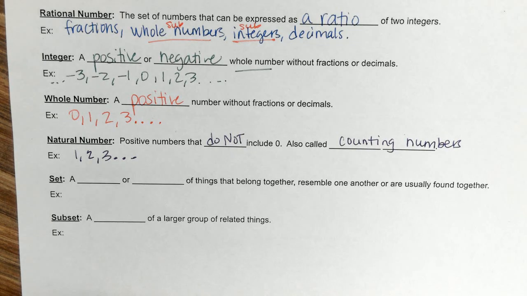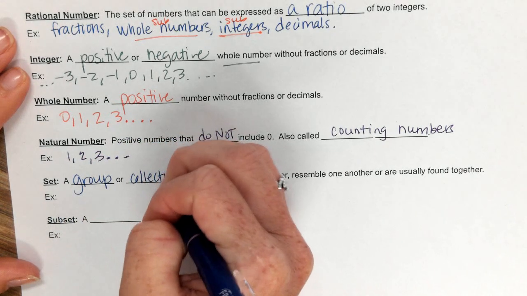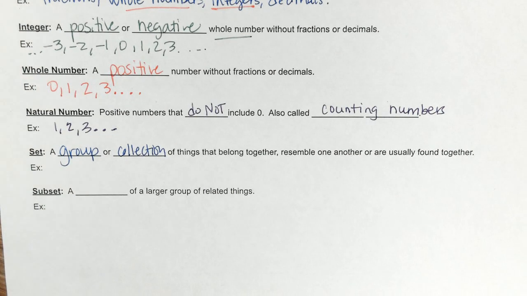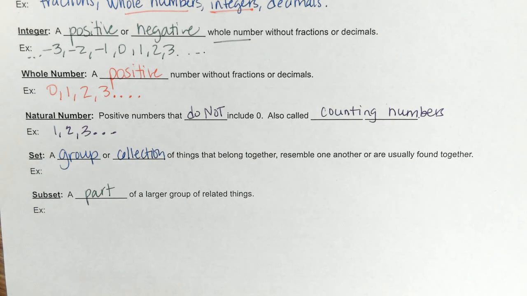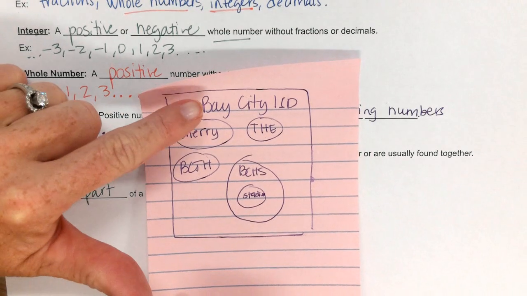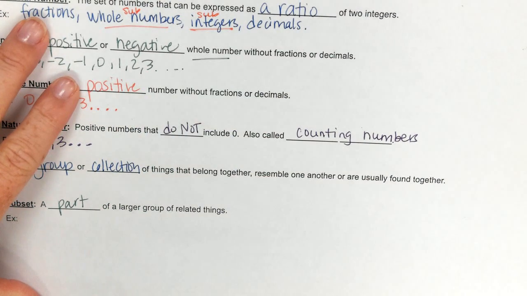And then we already went over what a set and a subset is, but let's just write it down. A set is a group or collection of things that belong together, resemble one another, or are usually found together. A subset is part of the larger group. So again, Bay City ISD is the set. All of these are subsets. They're part of Bay City ISD. They're just more specific.